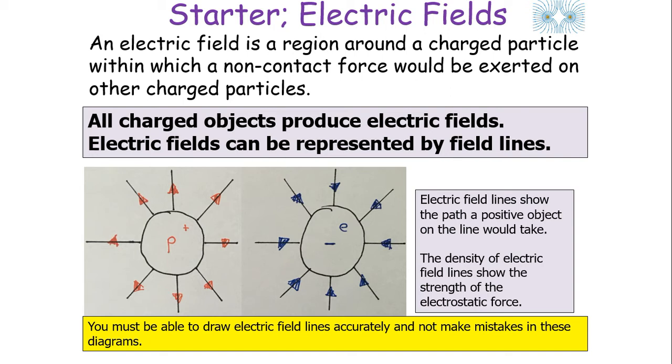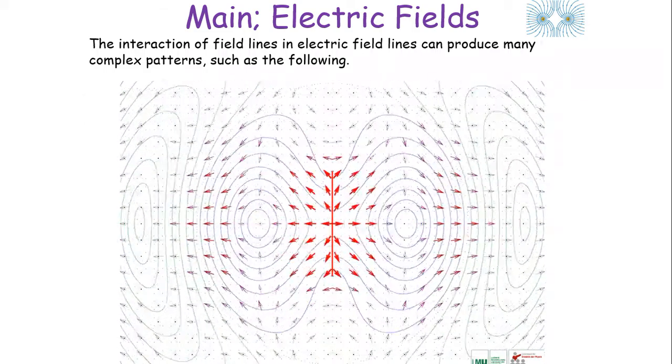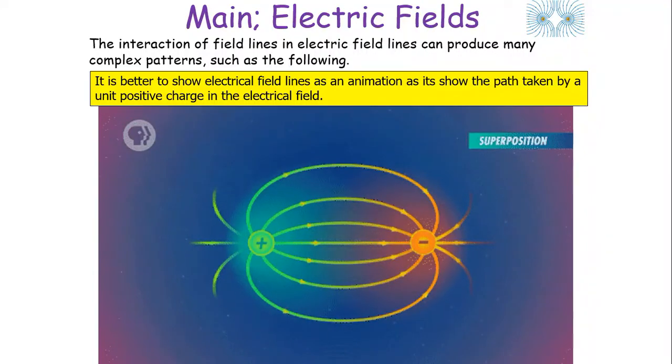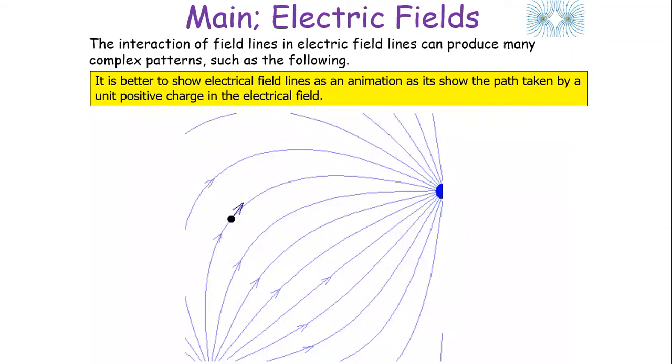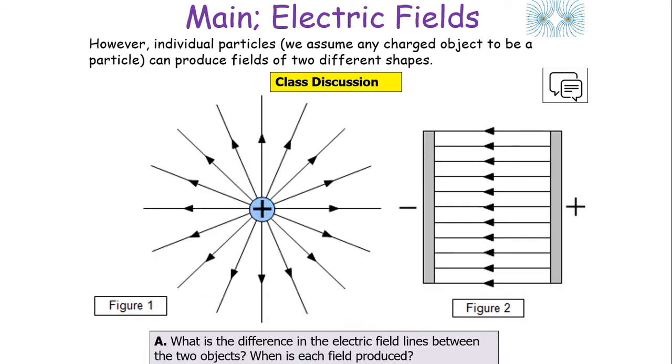So you've got to be able to draw electrical field lines accurately and not make mistakes in these diagrams. The interactions of the field lines in electrical fields can produce many complex patterns such as the following, which we can see in these animations. It's better to show electrical field lines as an animation, as it shows the path taken by a unit positive charge in an electrical field. So you can see it in all these different examples. Now, you need to be able to show the motion of charged particles in an electrical field with the field lines shown, which is very important.